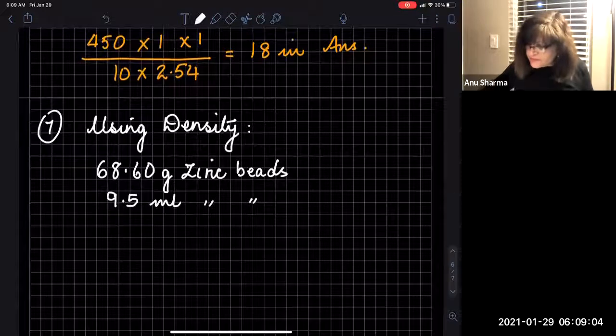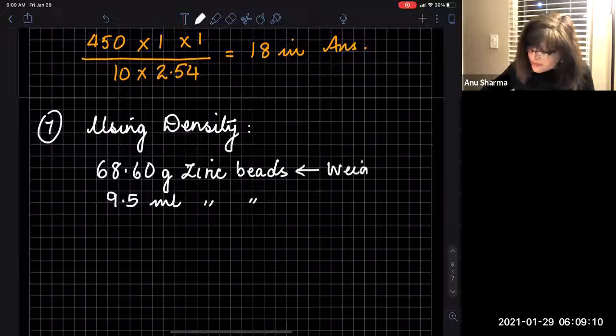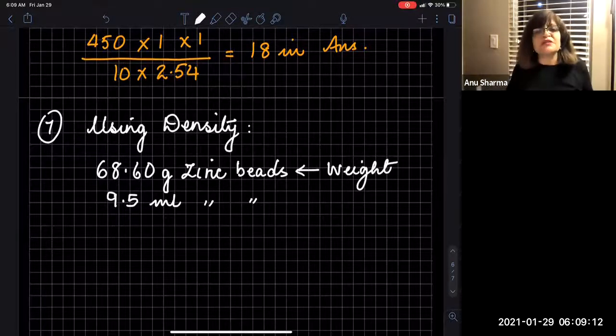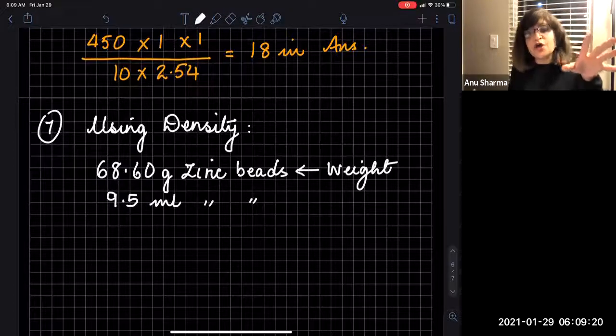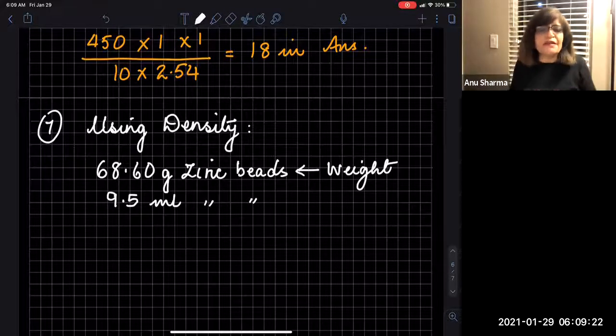Okay, so how did we get to this? Here's the thing. This part right here, you take the weight on the weighing machine. Just like you take the weight when you go to the grocery stores, you put the produce on that counter, and then the needle tells you how many pounds you weigh. Same thing, you take the weight of the zinc beads, put it in the weighing machine, read it, and you're done. So you know the weight is 68.60.